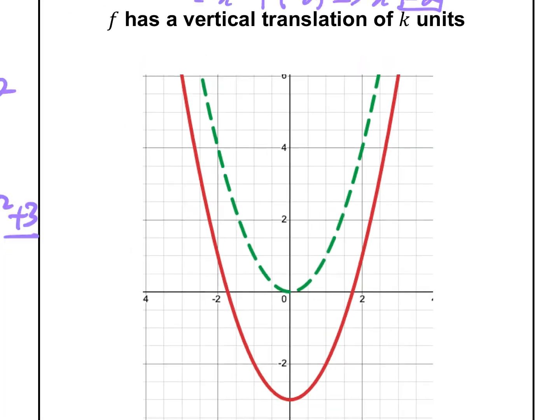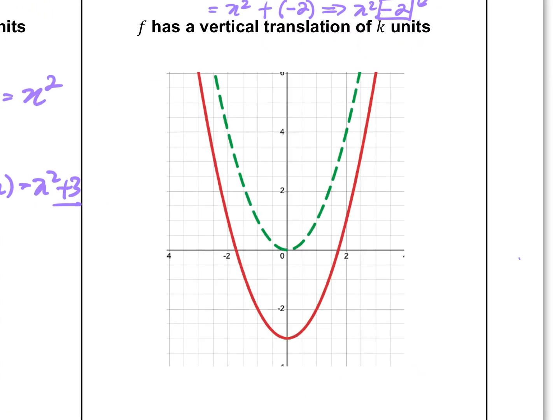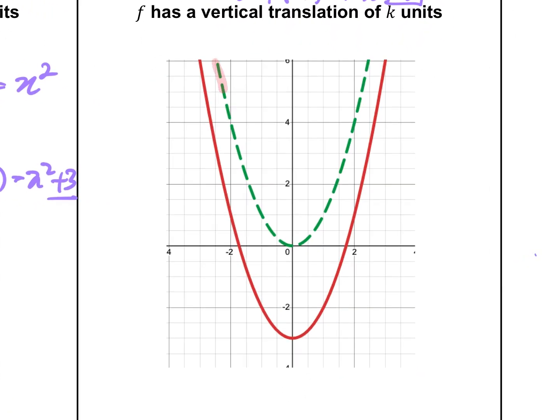So let's look at this graph. Looking at the green dotted parabola once again, this is your parent function, which represents f(x) = x². Now, the translated one is the red parabola this time. Here, you can see that it is translated going down by how many units? 1, 2, and 3. So this is 3 units down. It is going to be minus 3.